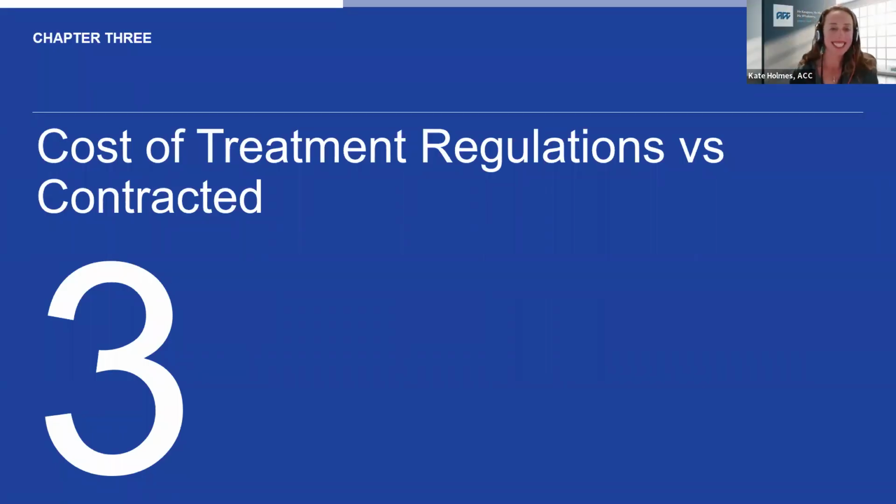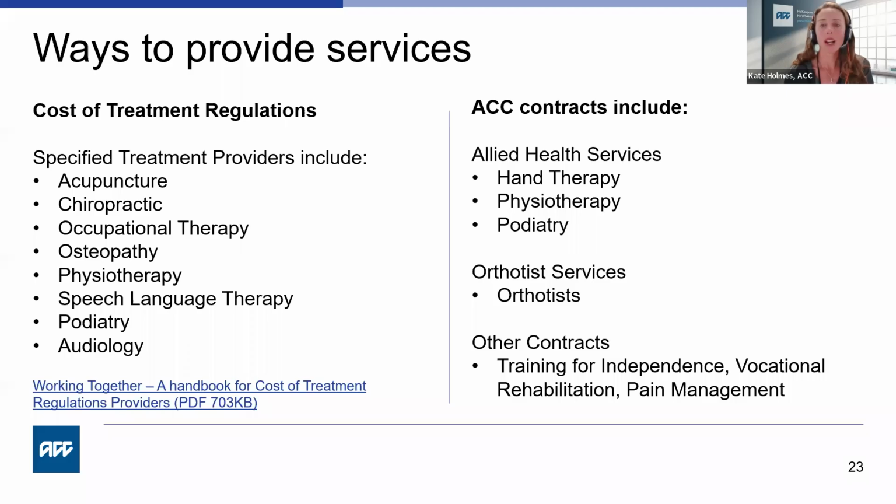What a huge topic. Moving on now to the cost of treatment regulations versus being contracted. Depending on your profession within allied health, you can provide your services through cost of treatment regulations or apply to hold one of our contracts. Under regulations, you do have responsibilities in the way that you work with clients, and the Working Together handbook helps you to understand these. There's a link there at the bottom of that slide.